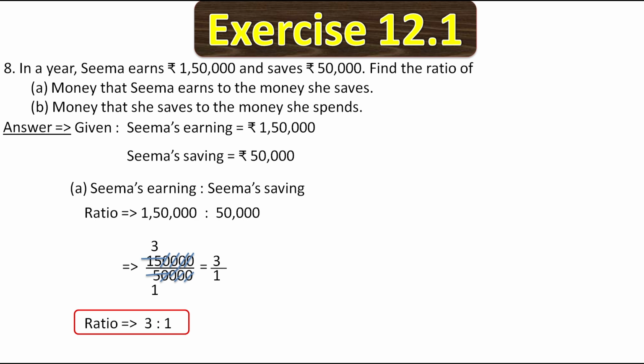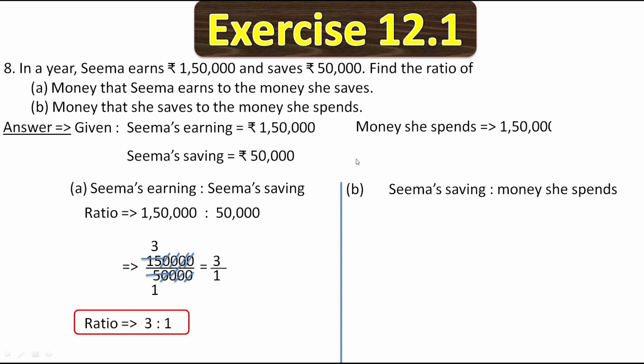Now we have to find the ratio of the money she saves to the money she spends. We know Seema's saving, but we don't know how much she spends. So to find what she spends, we have to subtract this 50,000 from 1,50,000. Then we got 1 lakh rupees. Okay. So Seema's saving is to what she spends, 50,000 is to 1 lakh.